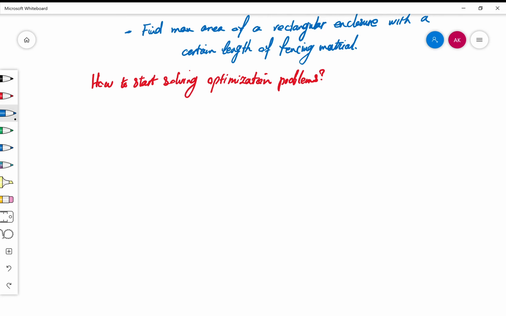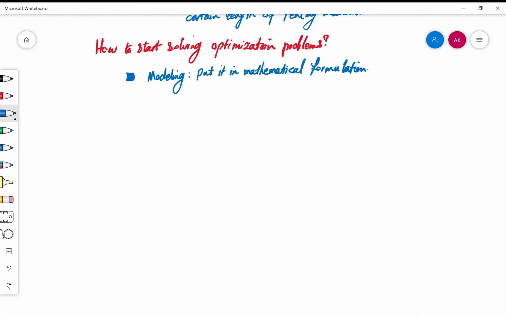But what is important is that dealing with such problems, in general, word problems have two main steps. One would be modeling. By modeling, I mean putting it in mathematical formulation. That's the first thing you have to do. First, you have to model, then deal with the function you have found. Okay, how about this thing?